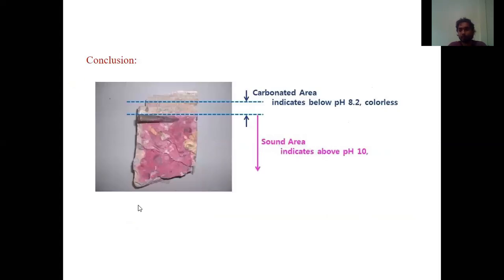So what do we conclude in this? We conclude that the portion which comes out pink is a sound area, which indicates a pH above 10. Okay, so this pink area we call the sound area, which has a pH of 10 or more. The colorless area we call the carbonated area, which indicates below pH 8.2. Okay, so this conclusion we can draw in this experiment.